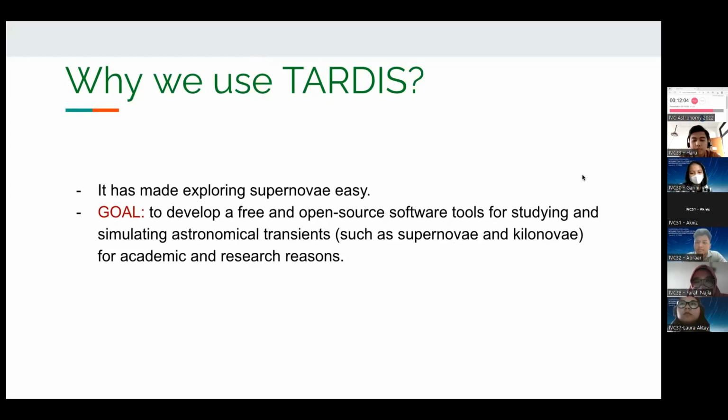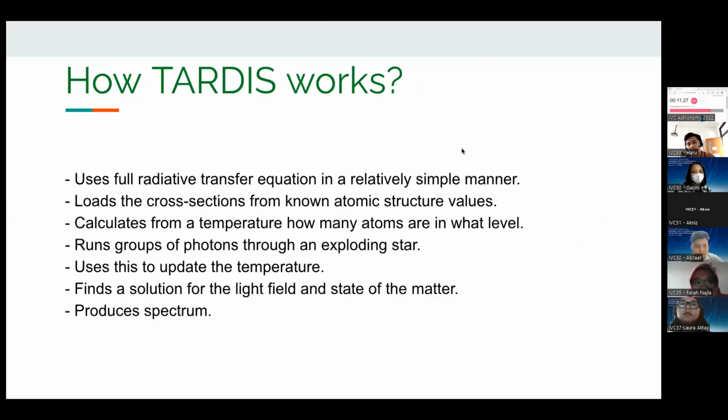Okay, thank you, Shubham. Why we use TARDIS: TARDIS makes exploring supernova easy. TARDIS is developed as a free and open source software tool for studying and simulating astronomical transients such as supernova and kilonova for academic and research reasons. TARDIS can be used for rapid modeling of supernova and other transients. It just simulates light so that we get something that can be compared with the observation. Okay, next. How TARDIS works?